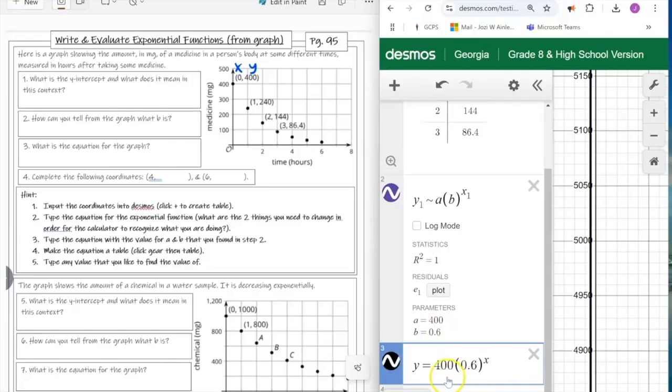0.6, so I'm going to replace it with 0.6, and voila, there is a graph. All right, so now I have everything input into Desmos. Whatever the questions are, I can answer. So let's take a look at the questions.